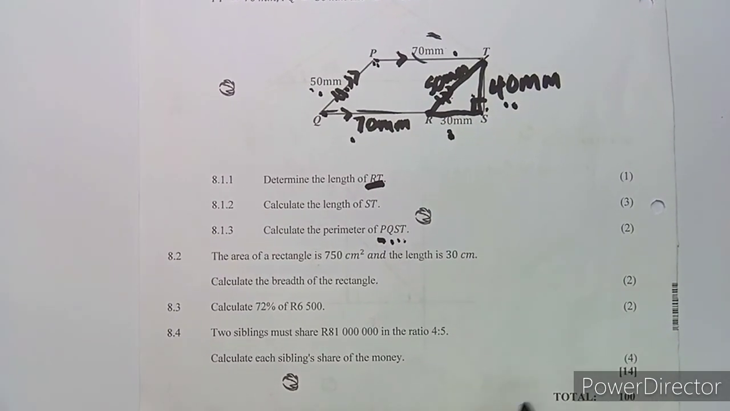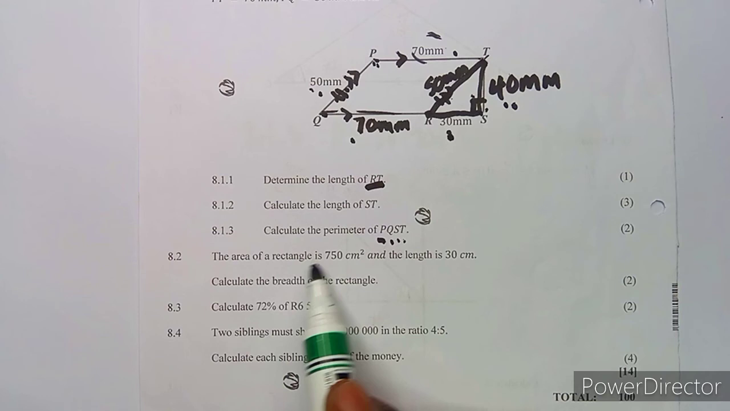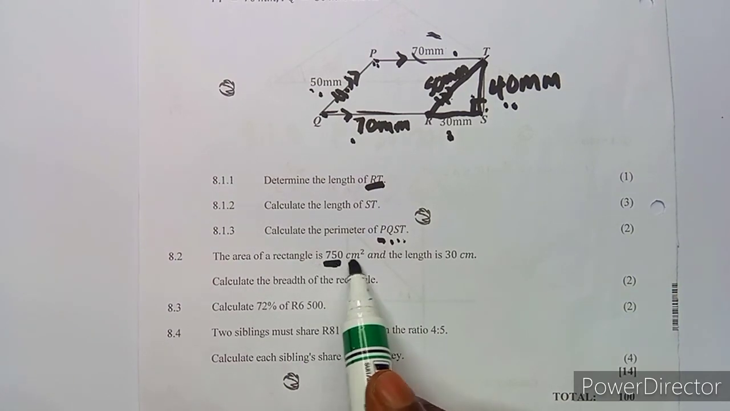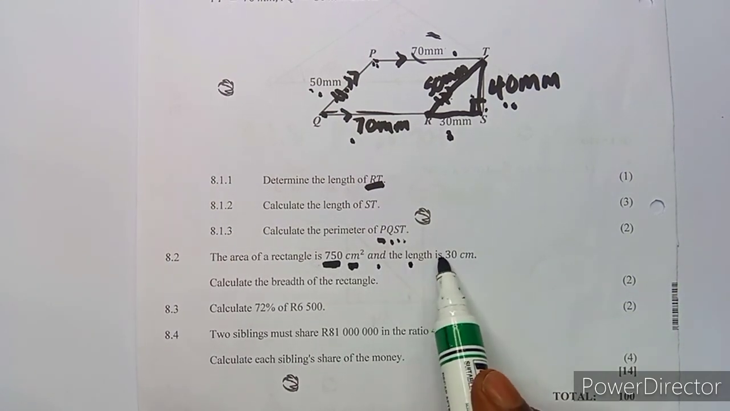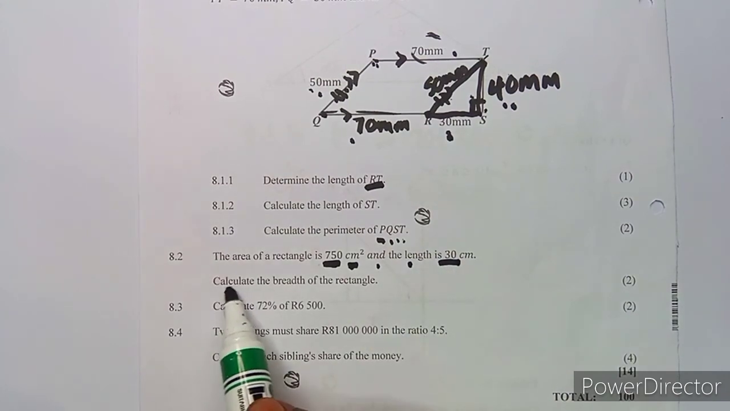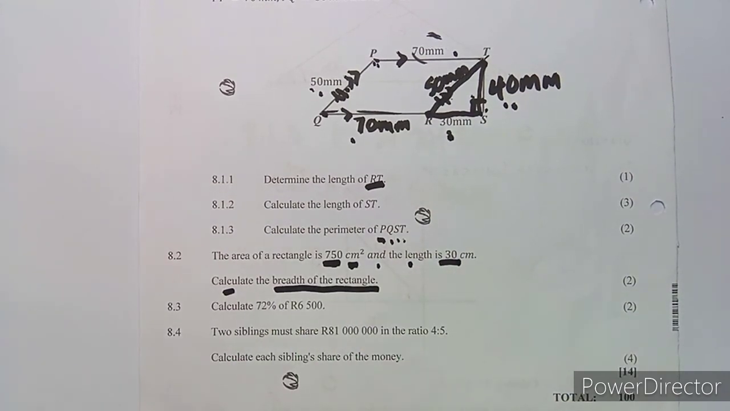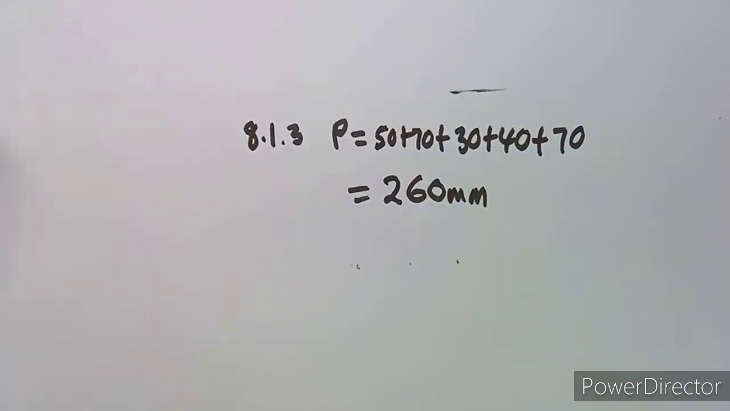All right, the area of a rectangle is 750 square centimeters and the length is 30 centimeters. Calculate the breadth of the rectangle. All right, you are given a rectangle.